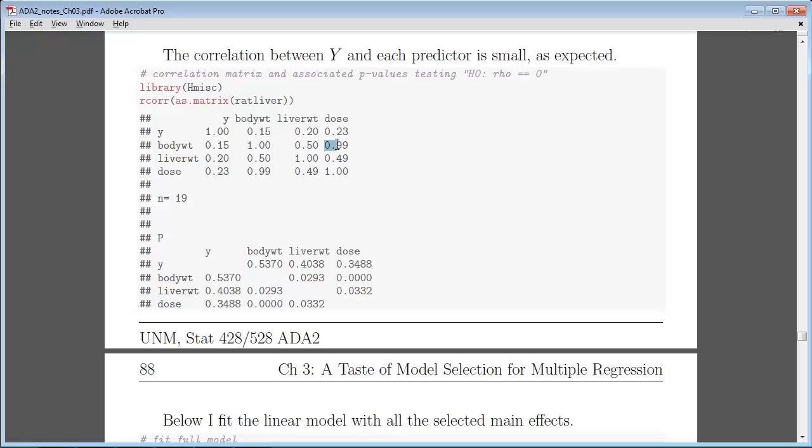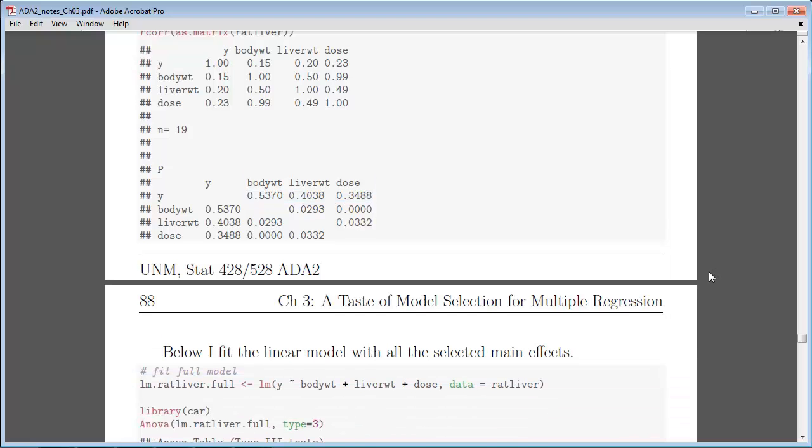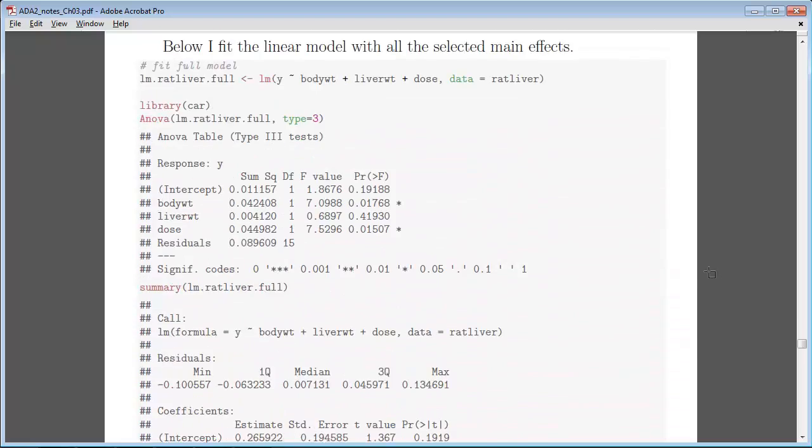We do see high correlation, say, between body weight and dose, but that should actually be a perfect line. We only approximately gave the dose relative to body weight, so it's very highly correlated. If you were to test whether any of these correlations with the percentage of dose in the liver was associated with these in terms of a linear relationship, the p-values are all large, so no relationship there. So let's fit the full linear model.